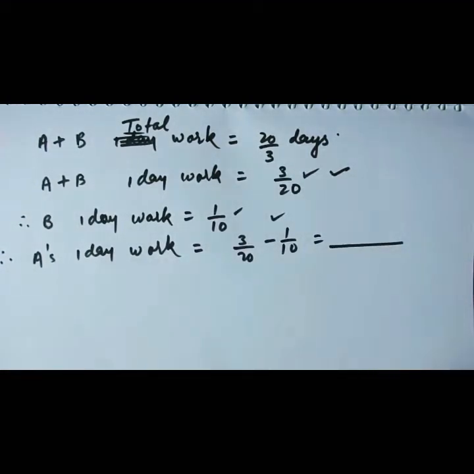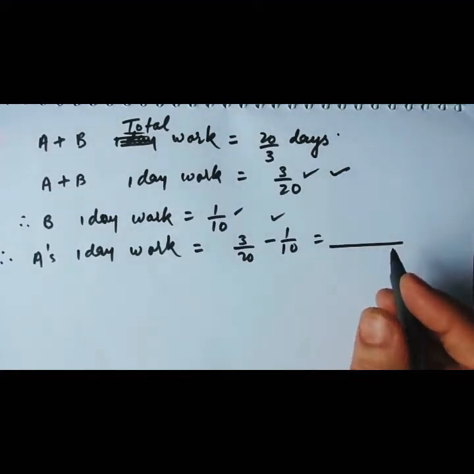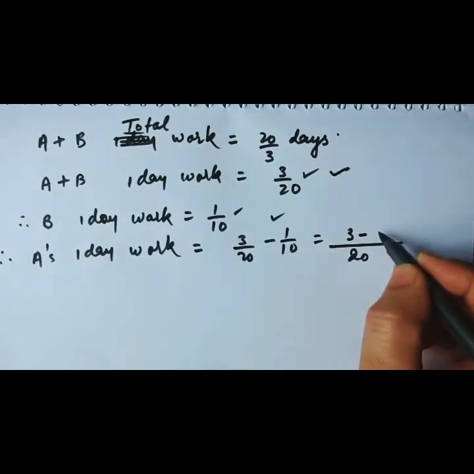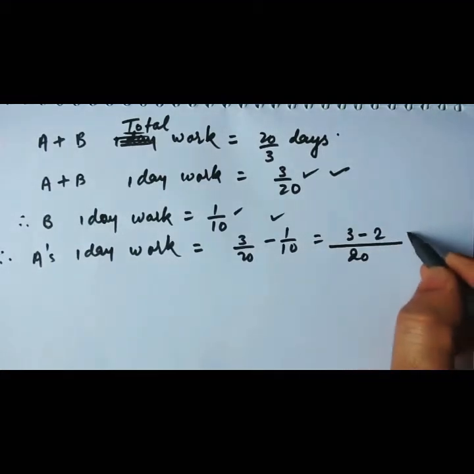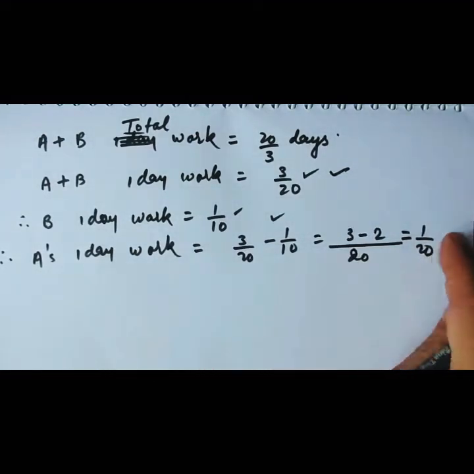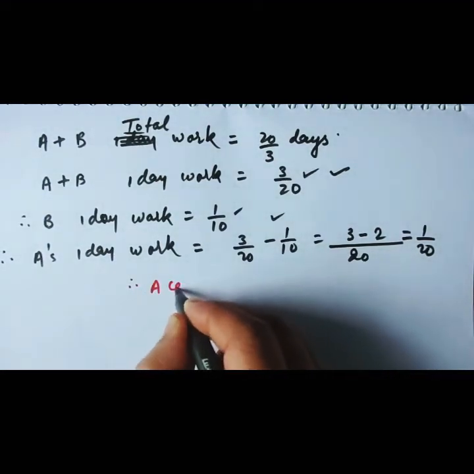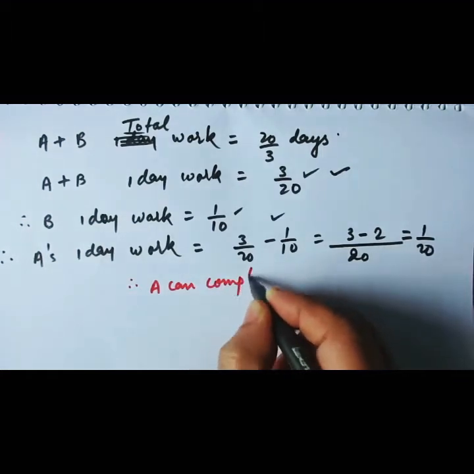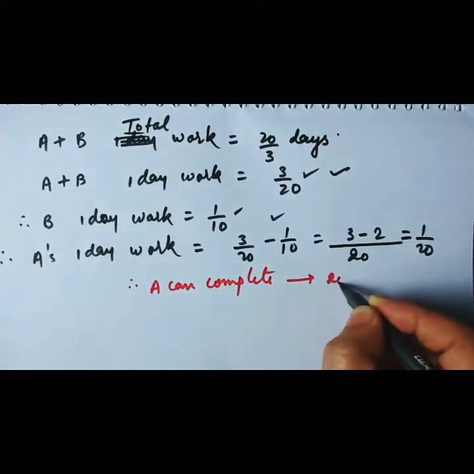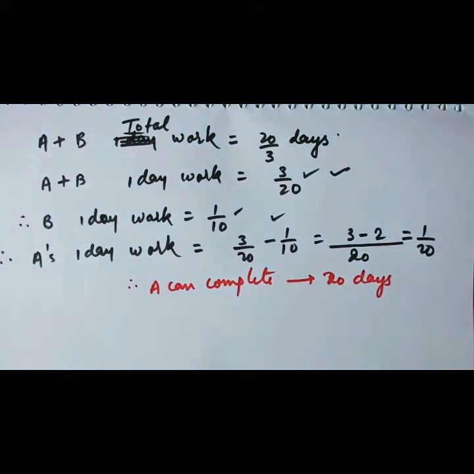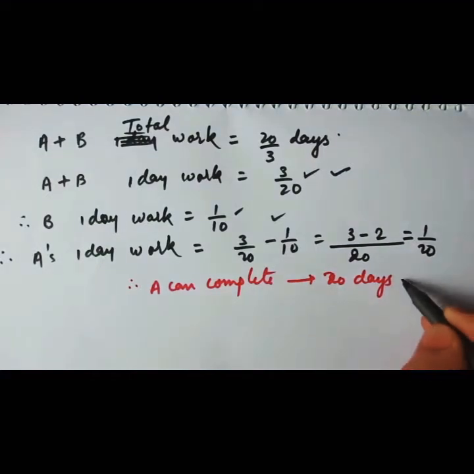I think that you know how to subtract fractions, isn't it? 10 how many times? 10 twos are 20, which will give you 1 by 20. So A's 1 day work is equal to 1 by 20. Therefore A can complete the piece of work in 20 days. As I had told you, whatever answer you get for 1 day, you just convert it into a reciprocal to get the total number of days required.